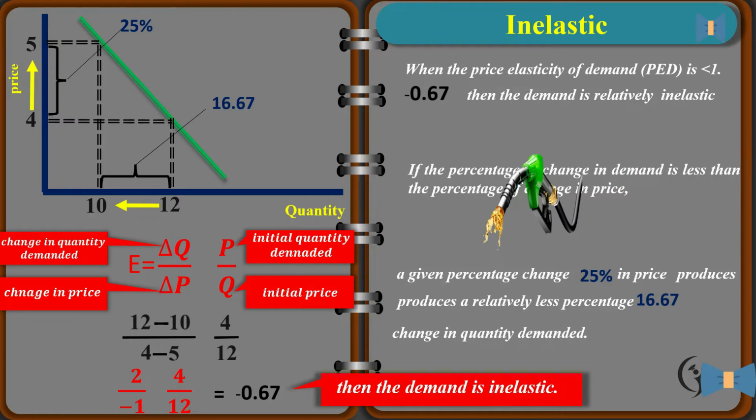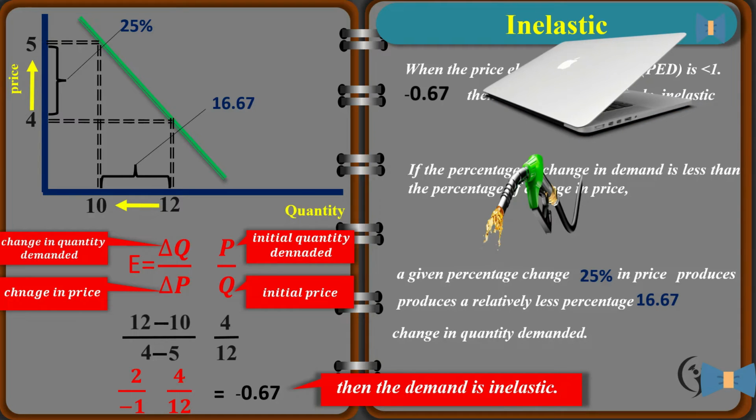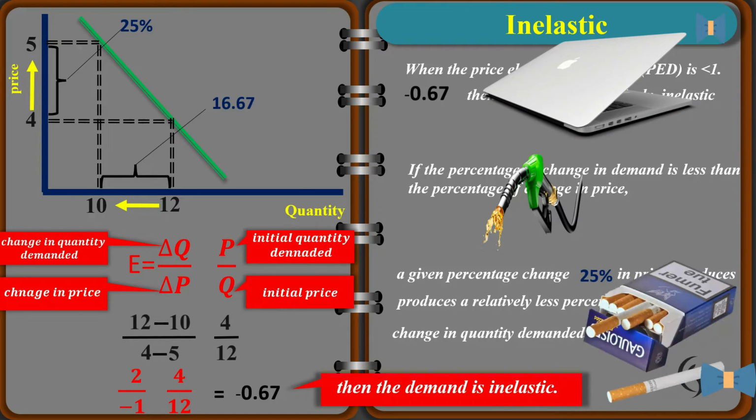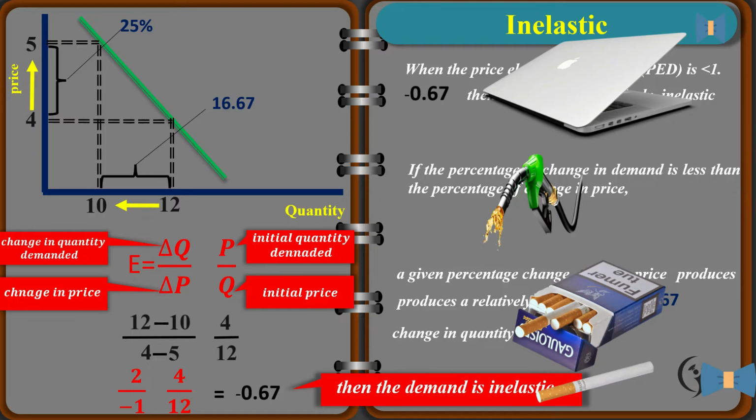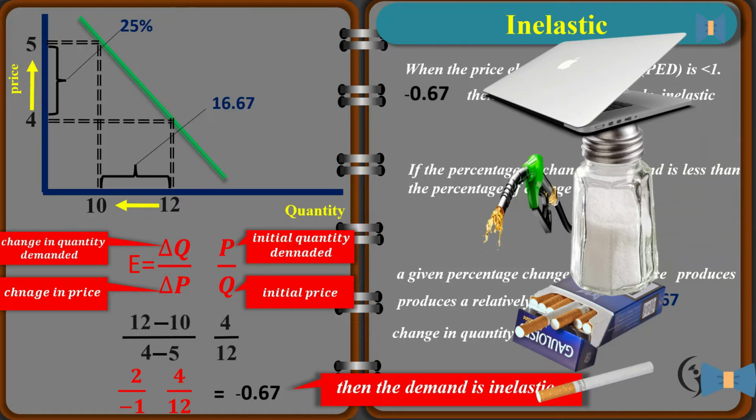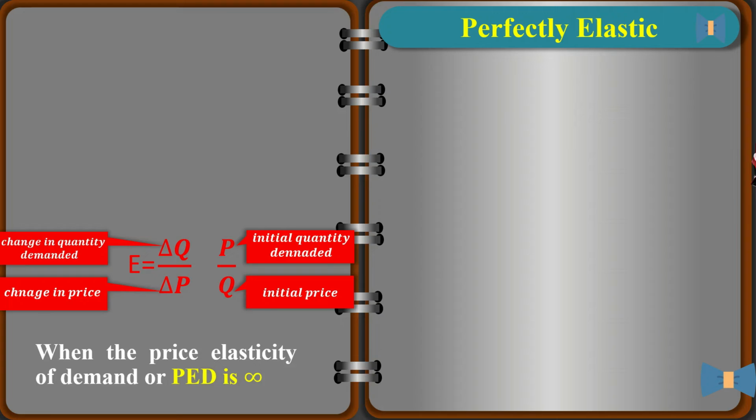For example, petrol. If the price of petrol increases, we can't reduce the quantity of petrol much. Another example is branded electronics items. Another example is cigarettes. If the price of cigarettes increases, we can't reduce the quantity much. Another example is salt.